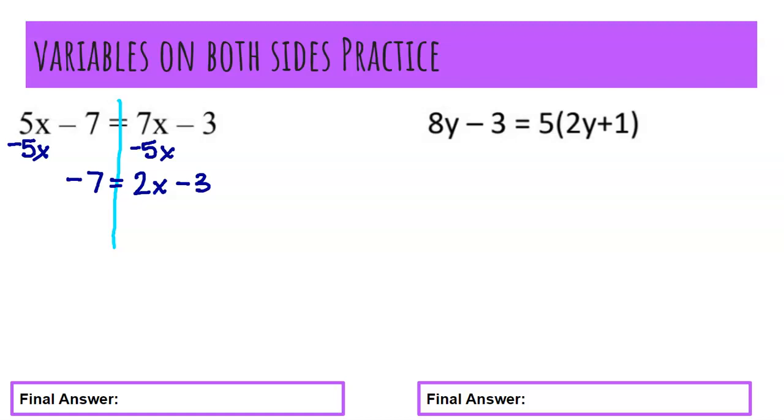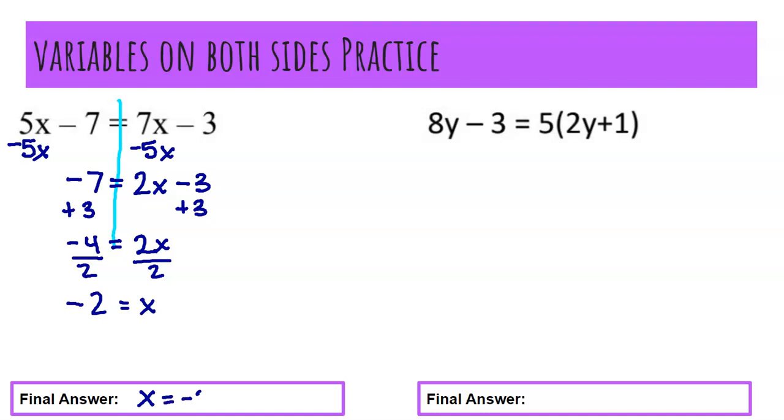At this point it's a two-step equation, so we're going to end up adding 3 on both sides, which will give you negative 4. The 2x is not changed. Since this is 2 times x, I'm going to do the inverse and divide. Be very careful with your signs right here, because a negative divided by a positive will give you a negative answer. So your answer should be x equals negative 2.